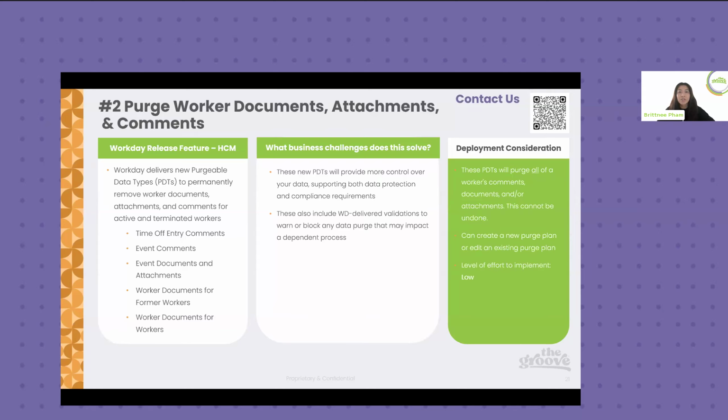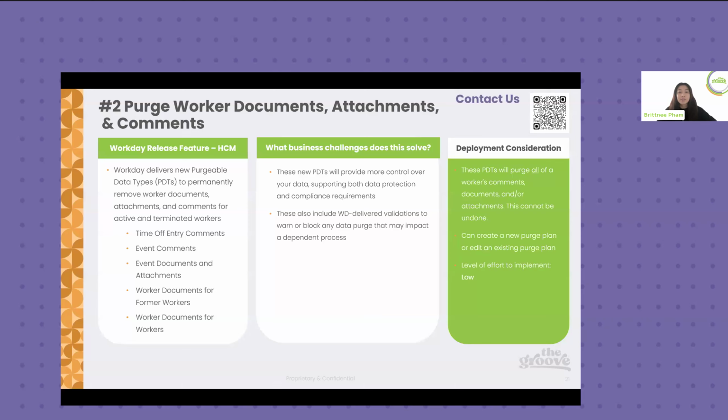The new PDTs can purge data in the following areas listed here on the left-hand side. The first is time-off entry comments. This will purge any comments from time-off entries or corrections, and this can be filtered by time-off date. The next four areas cover worker information, allowing you to purge a worker's event comments, documents, and attachments. There are also bypassable validations that prevent any of these items from being purged if part of an in-progress event.